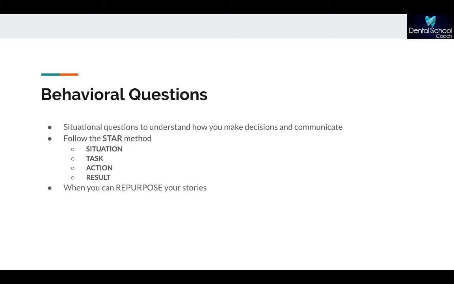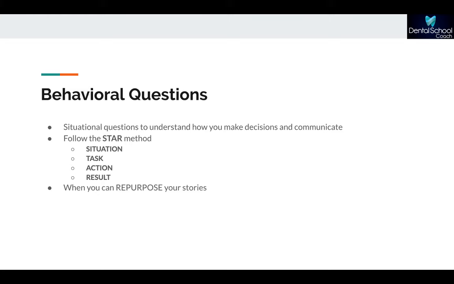STAR method basically represents situation, task is the T, A for action, and R for result. And I'll go in depth, in details about how to apply this STAR method in the next slide.